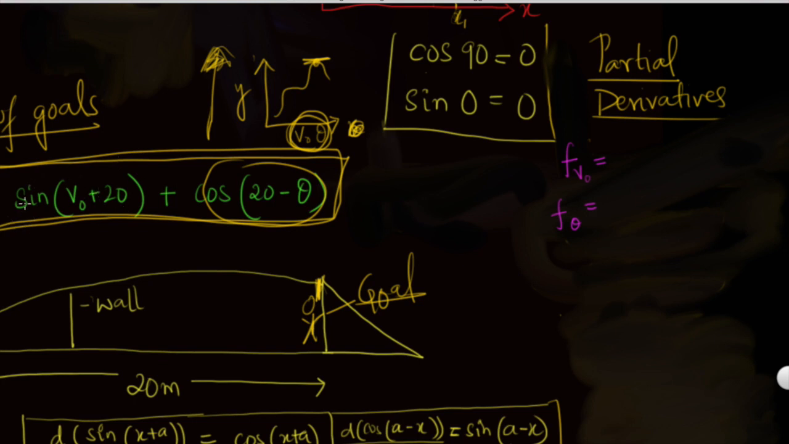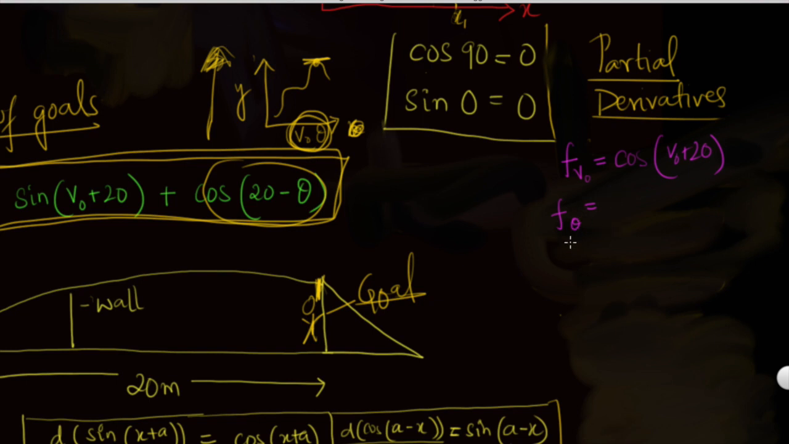Let's take the first part. We need to take the derivative of sine of v naught plus 20, which is, I've given this table here, so you can take a look at this. So what this reduces to is cos of v naught plus 20. That's what it reduces to.